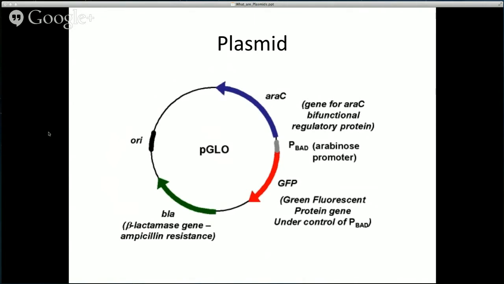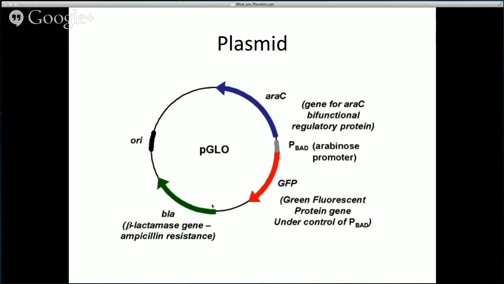This is what we would normally see online. This is the basic outline of a plasmid. As you can see over here, this AraC is a gene. This PBAD is a promoter. GFP is the green fluorescent protein. BLA is the beta-lactamase gene. And this ORI is the origin of replication.